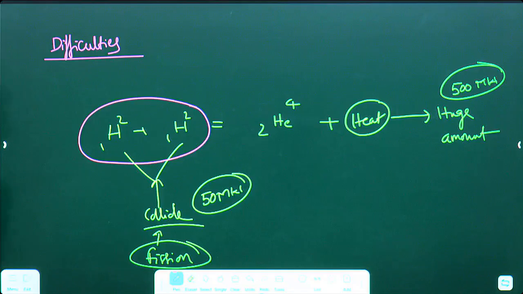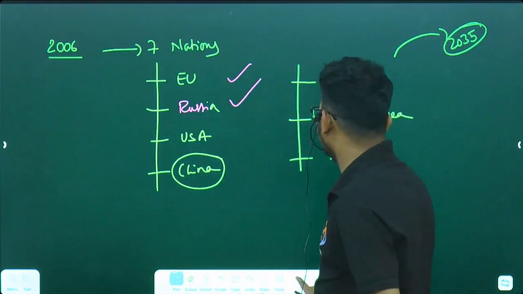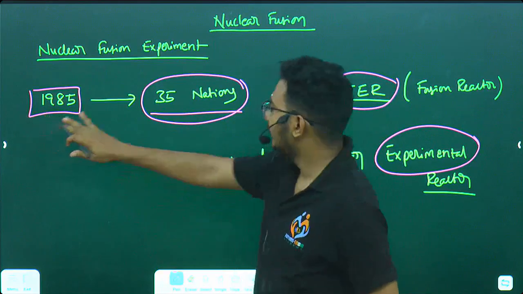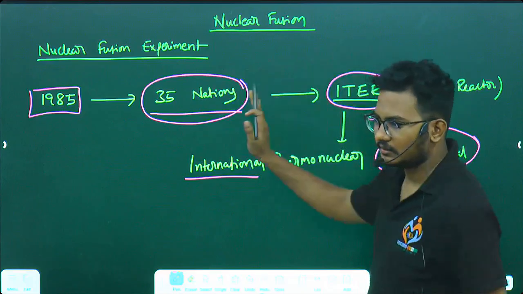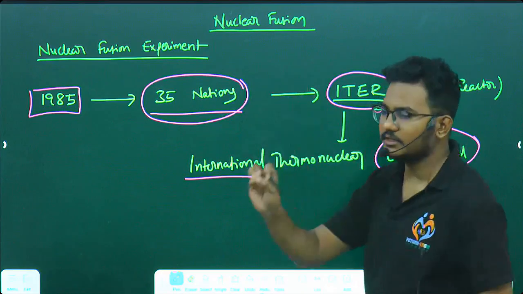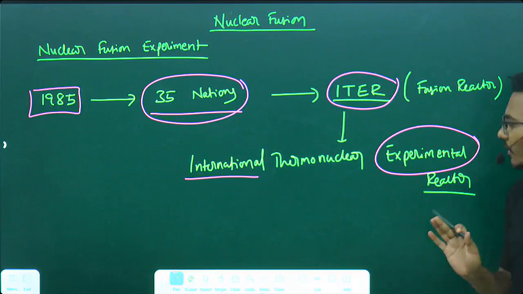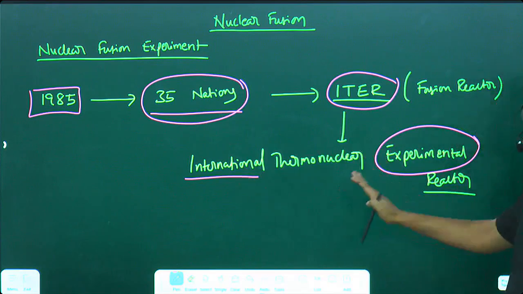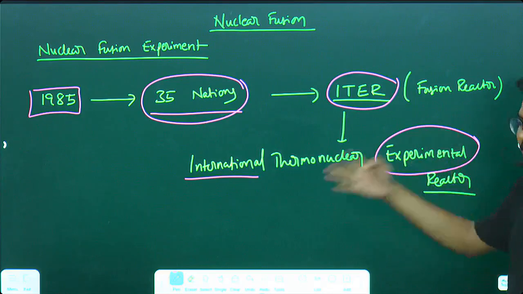Okay. The simple story, let me revise the things again. The story started in 1985. 35 countries came together. They thought of making the ITER reactor. So the ITER reactor is nothing but a fusion reactor, the reactor wherein the fusion process will be carried out. ITER means International Thermonuclear Experimental Reactor. But this did not succeed.